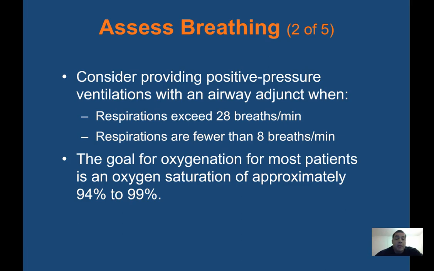Consider providing positive pressure ventilations with an airway adjunct when respirations exceed 28 breaths a minute or are fewer than 8 breaths a minute. You're going to put an OPA in somebody if you believe they need assisted breathing. The goal for oxygenation for most patients is an oxygen saturation of approximately 94% to 99%. Even if a patient is getting good oxygen within this range, they still might need help breathing. So always treat your patient, don't treat the monitor.